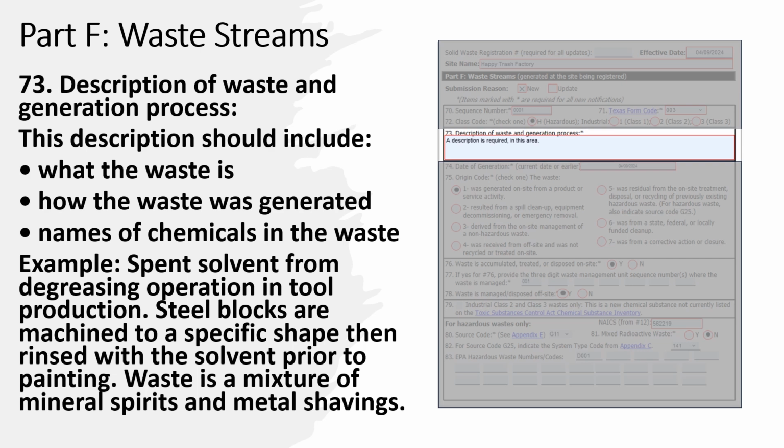Number 73. Description of waste and generation process. This description should include what the waste is, how the waste was generated, and names of chemicals in the waste. Example: spent solvent from degreasing operation in tool production. Steel blocks are machined to specific shape, then rinsed with solvent prior to painting. Waste is a mixture of mineral spirits and metal shavings.